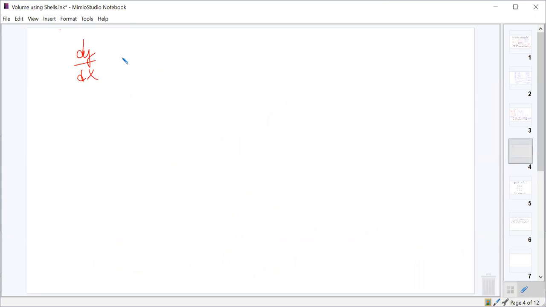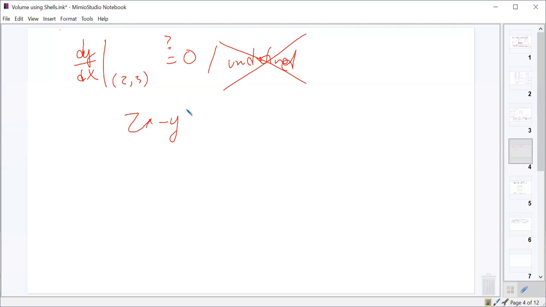So we want to know, does dy dx evaluated at 2, 3 equal 0? Or is it undefined? Well, it's definitely not undefined, right? We know that for sure. Our derivative, now I don't remember what it was. Was it 2x minus y? Is that the derivative, 2x minus y? The 2x minus y evaluated at the point 2, 3 equals 1. Can you have a maximum or a minimum when the derivative equals 1?